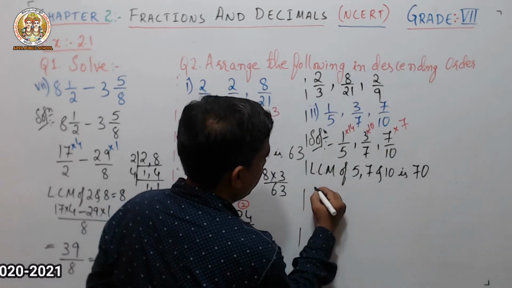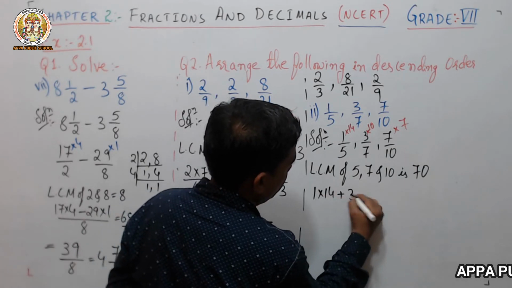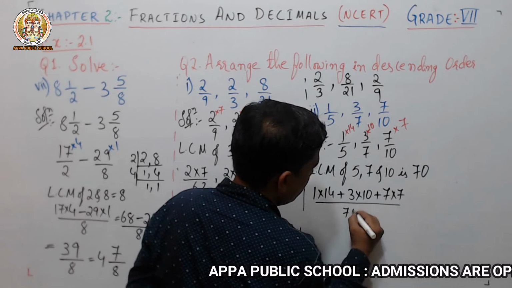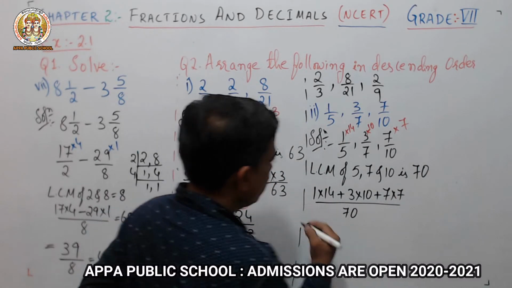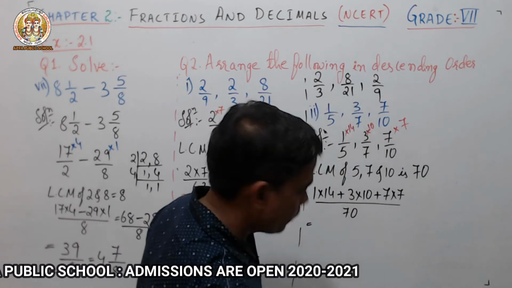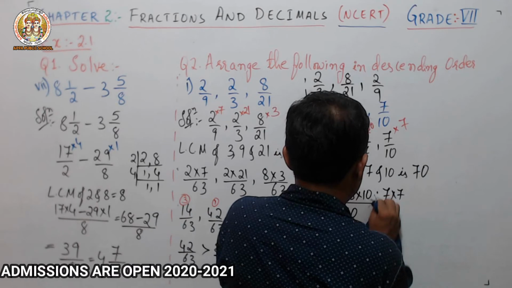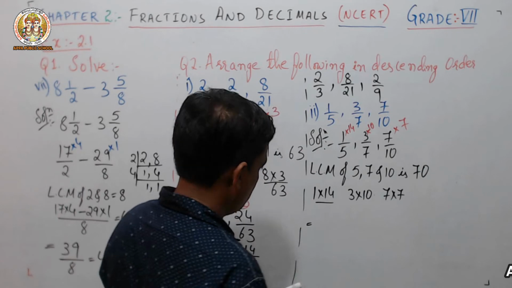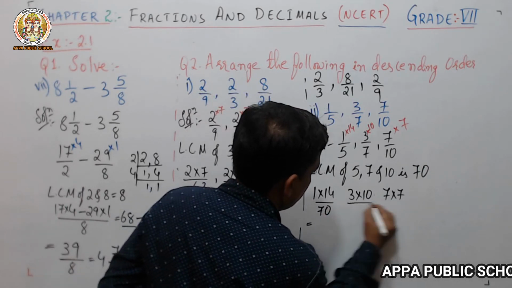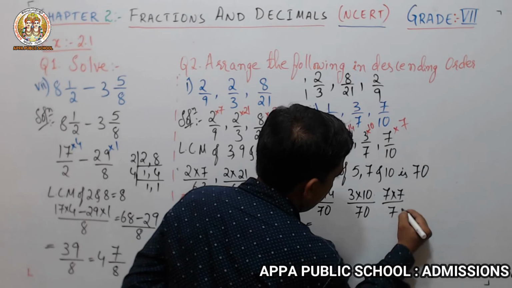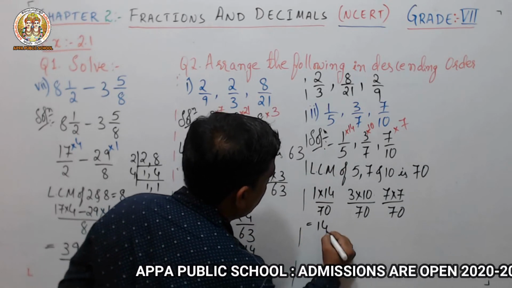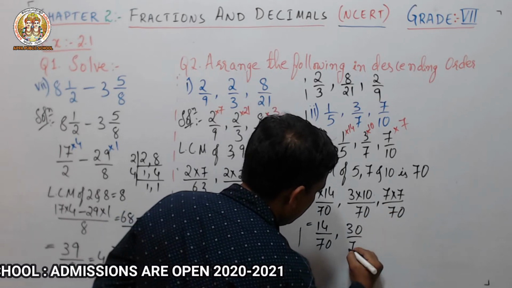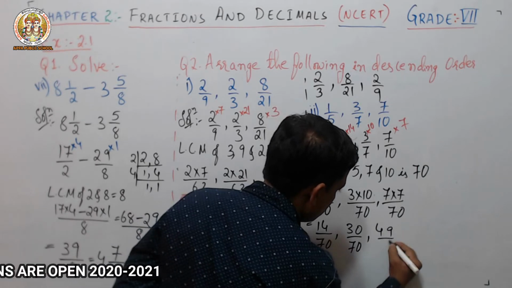Next, what I will write? 1 into 14 plus 3 into 10 plus 7 into 7, divided by 70 as it is. Now add up all this. So 14 by 70, 3 into 10 by 70, okay, 14 by 70, comma, 30 by 70, comma, 49 by 70.